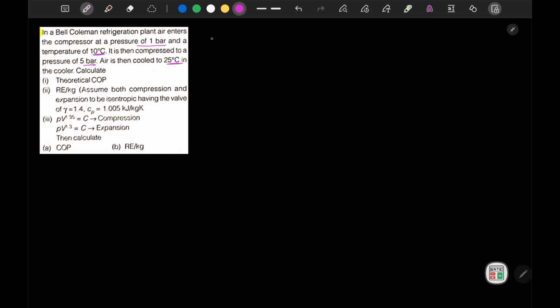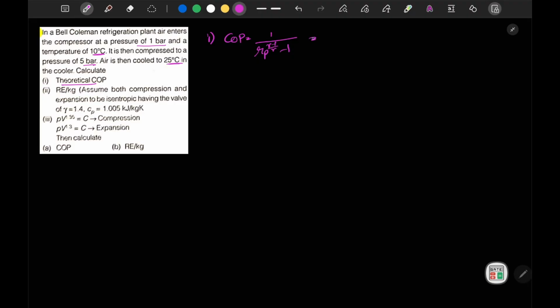So first part, if I want to solve, then I can write COP is equal to 1 upon Rp to the power gamma minus 1 by gamma minus 1. Since this is theoretical COP, it can be given by this formula.